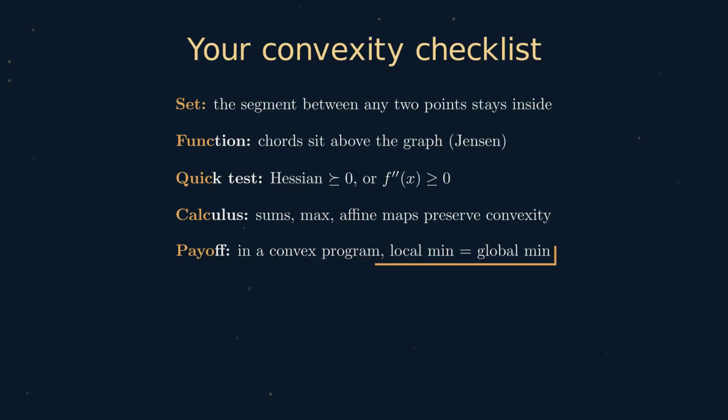When you can recognize or reshape a problem into this form, you can solve it reliably, at global optimality, at enormous scale. That's why spotting convexity is one of the highest leverage skills in the whole field.